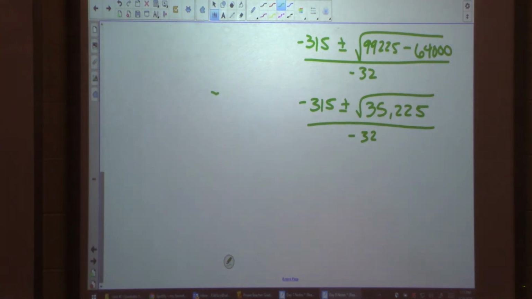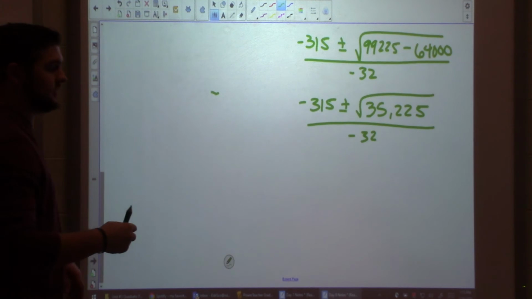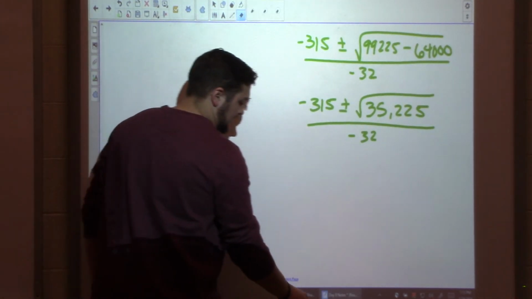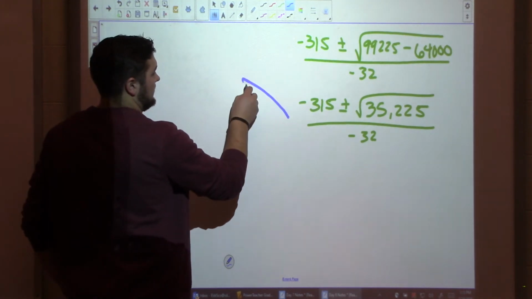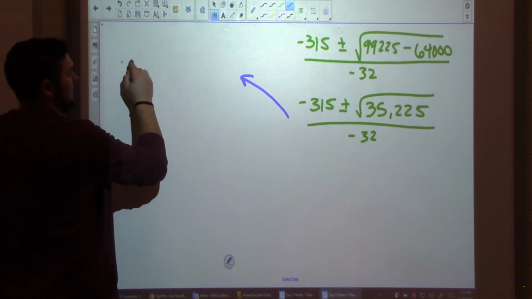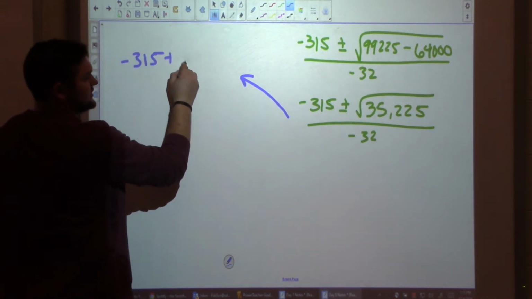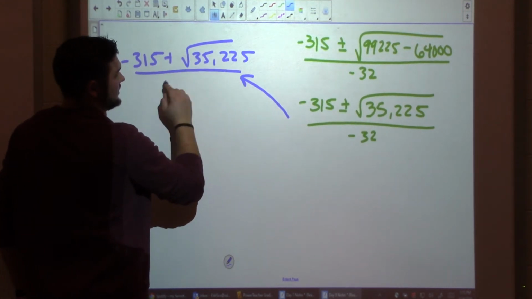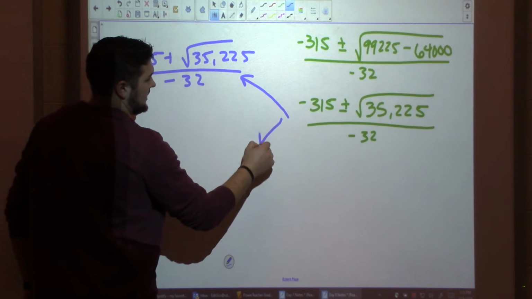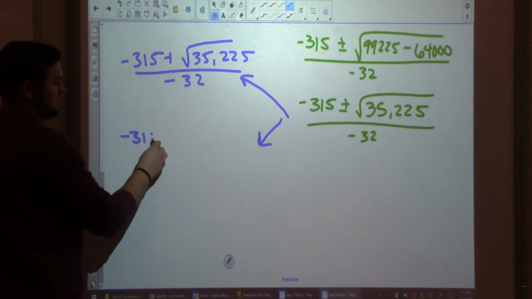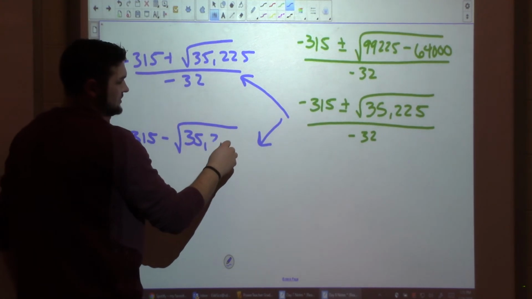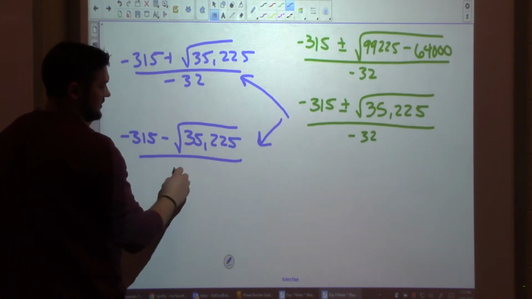Once I get to this point, I can break it apart. Yes, Andrew, you got a question? No. Okay. I'm going to break it apart. So I'm going to get negative 315 plus the square root of 35,225 over negative 32. And I'm going to get negative 315 minus the square root of 35,225 over negative 32.